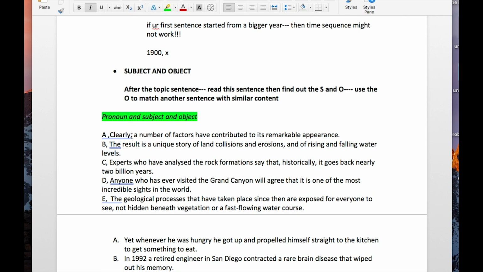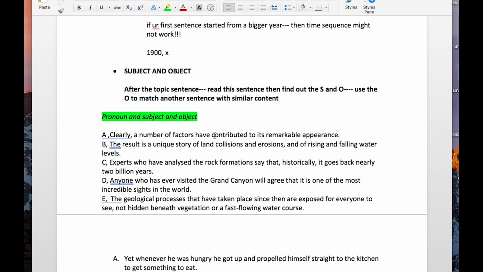When we see clearly, obviously something has been mentioned before. This is not your topic sentence. Clearly, a number of factors have contributed to A's remarkable appearance. There is an A's, so there must be something mentioned before. So obviously this is not A's. This is not your topic sentence. It's about what? The subject is factors. The object is remarkable appearance. So we keep this one, and the next one is the result.